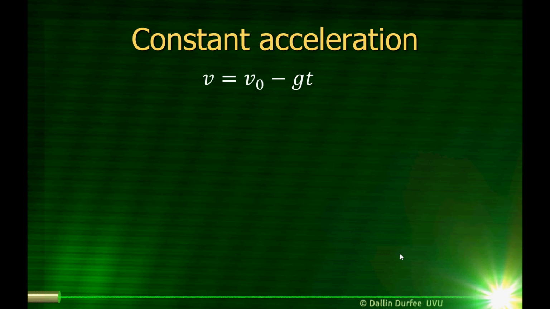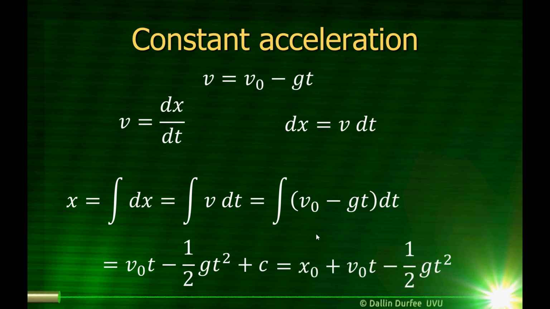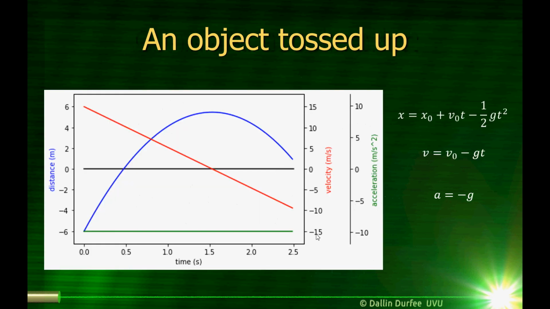Well, if I know the velocity, I should be able to find the position as well, right? The velocity is just the derivative of position with respect to time. That means that dx equals v times dt. I can integrate dx to get x, but dx is just v dt, and v is just v naught minus gt. And I know how to integrate that. That's just going to be v naught t minus 1/2 gt squared plus a constant. What's that constant? Well, when I plug t equals 0 in, I find that x is equal to c. So c must be the position at time t equals 0. I'll call that x naught. And there's x.